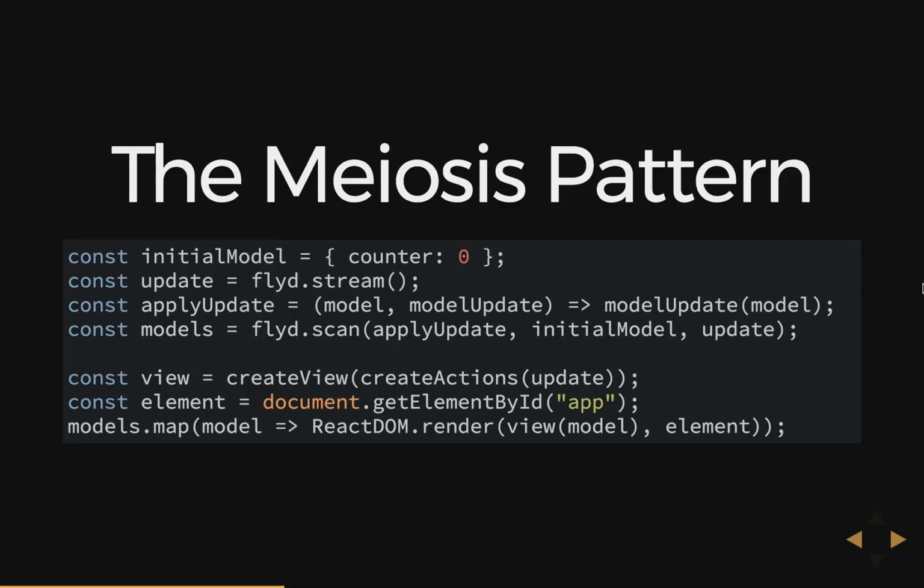Finally, every time a new model comes in, we want to re-render the view. So we'll create our view, passing in the actions that we create, passing in the update stream, and then we'll call map on the stream of models. For every model, we'll re-render the view by calling view model, and we'll use React DOM to render the view into the element of the page. So every time update gets called, a new value comes in the stream, a new model gets produced, and the view is re-rendered.